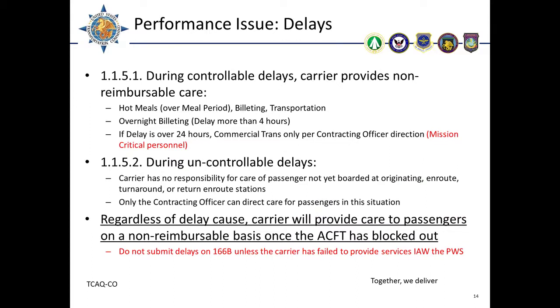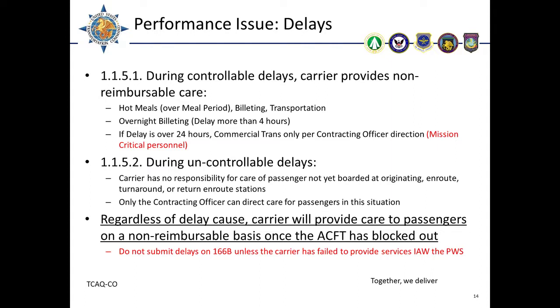A big misconception in the field is what the contractor is responsible for during a controllable and uncontrollable delay. In the contract, it specifies that during a controllable delay, a contractor is responsible for all passengers boarded on the aircraft and those that are manifested. The contractor must provide hot meals, billeting, and transportation to billeting. The contracting officer can direct the carrier to purchase commercial transportation for delays over 24 hours. However, this would be for mission-critical personnel.